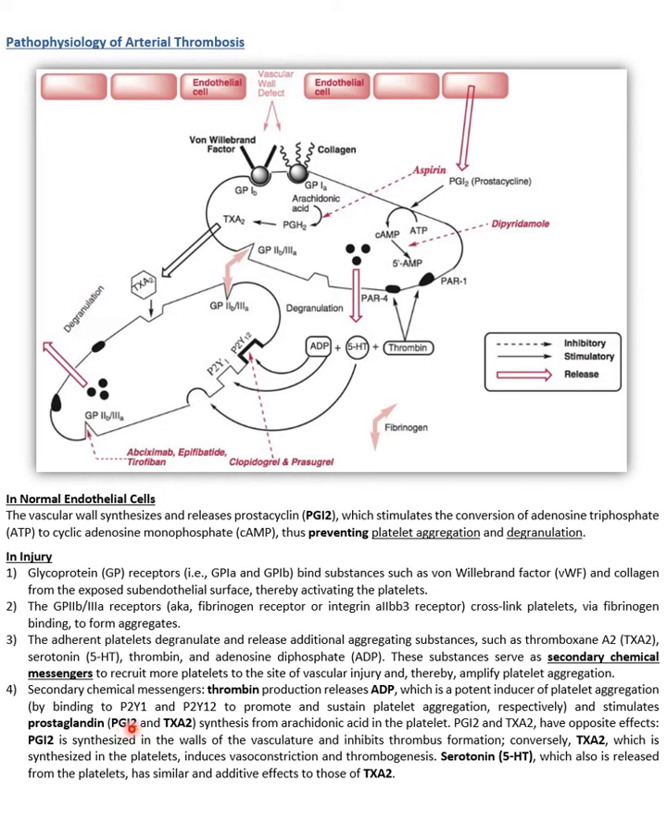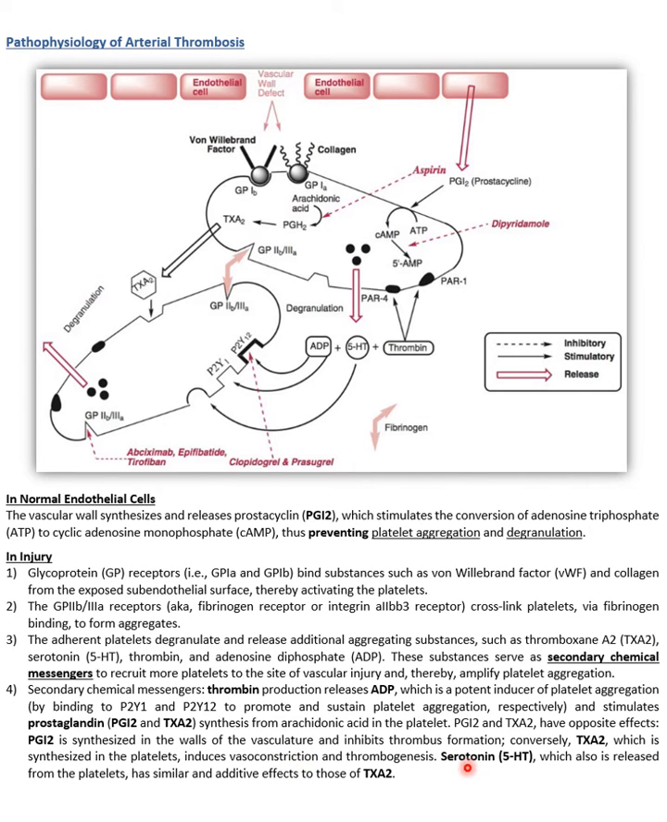In fact, PGI2 is released as well in this injury process. Although here we notice that PGI2 was released in the normal process to protect and to prevent the aggregation. And indeed here prostaglandin prevents the aggregation. So we have two opposite effects for these two chemicals. One of them is to prevent the aggregation. The other one, the thromboxane, will actually induce the thrombogenesis, the aggregation, and will also cause vasoconstriction.